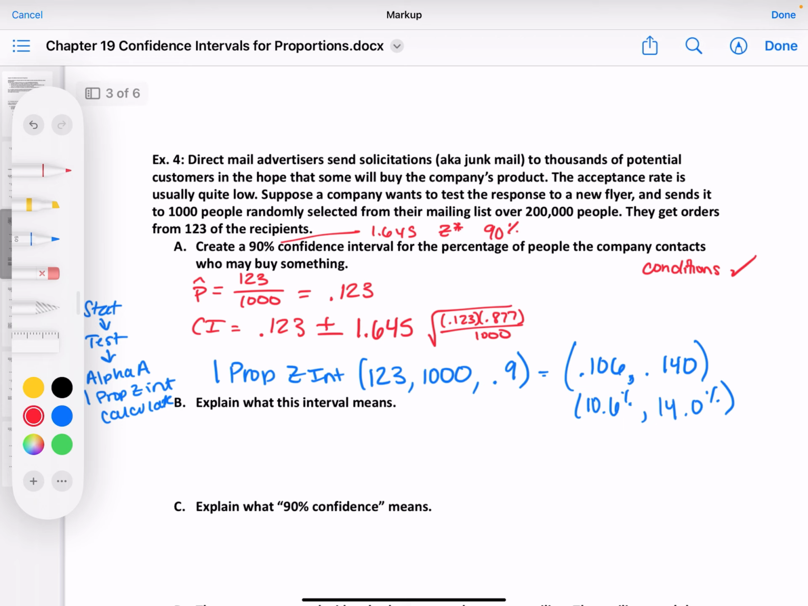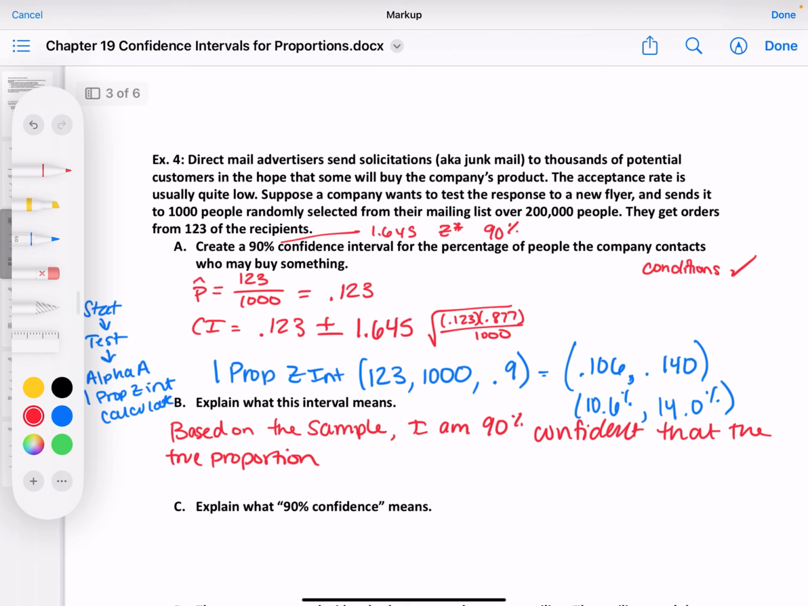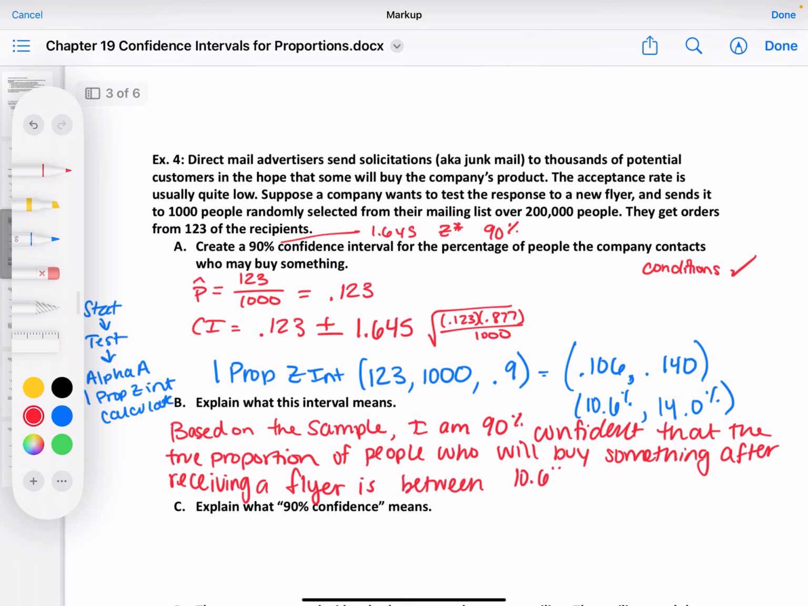So then to explain what this interval means: based on the sample, I am 90% confident that the true proportion of people who will buy something after receiving a flyer is between 10.6% and 14%.